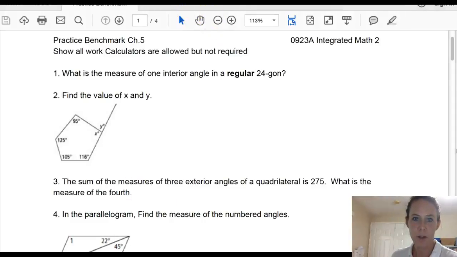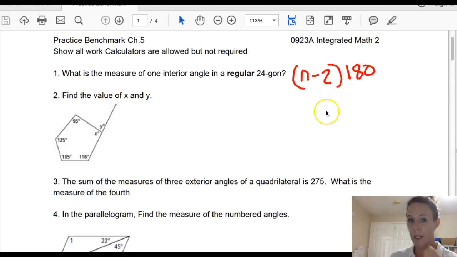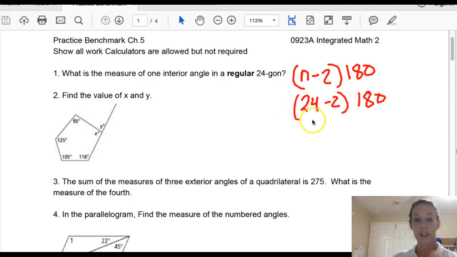Let me see if this will let me draw. All right, the first problem asks, what's the measure of one interior angle of a regular 24-gon? When you're working this problem, you want to remember the formula: (n minus 2) times 180 gives you the sum of the interior angles of a polygon. So if I have a 24-gon, my n is 24. 24 minus 2 times 180 will give me the sum of the interior angles of a regular 24-gon. So I'm going to go 22 times 180.